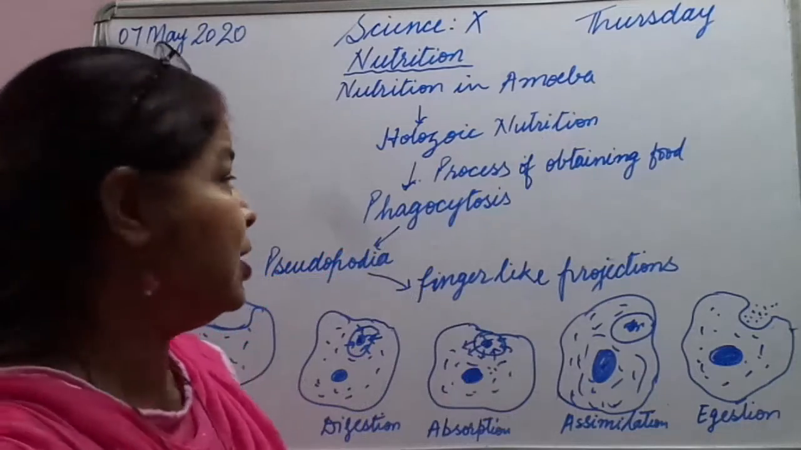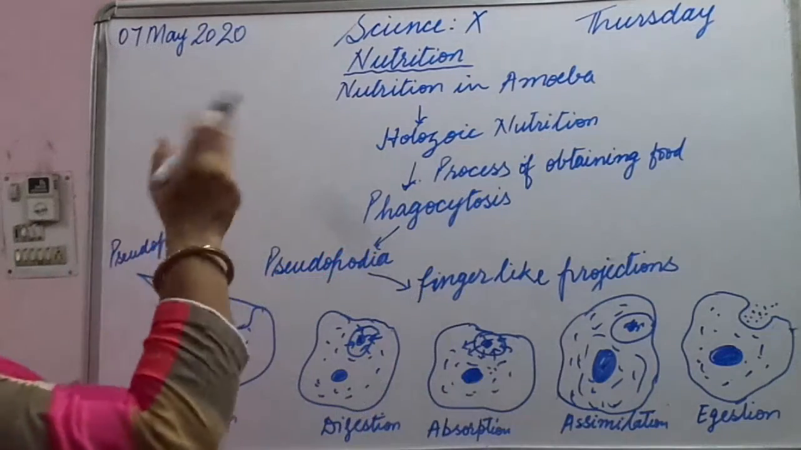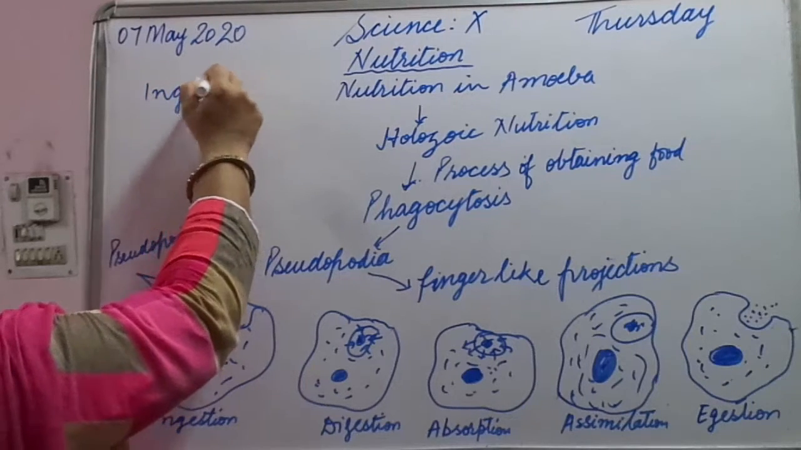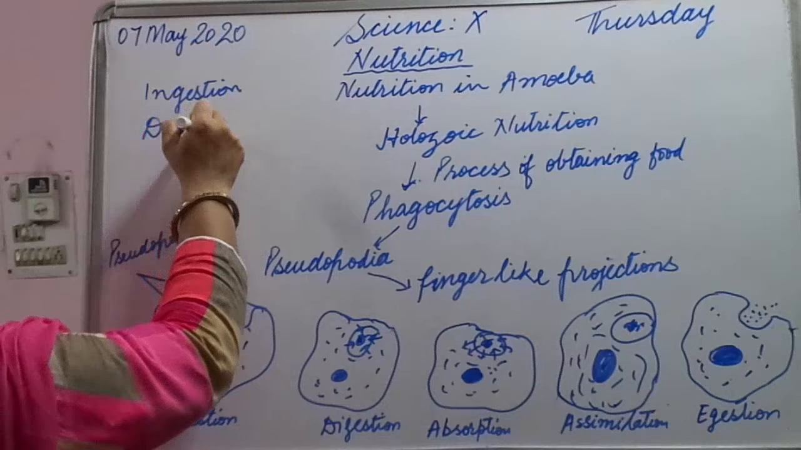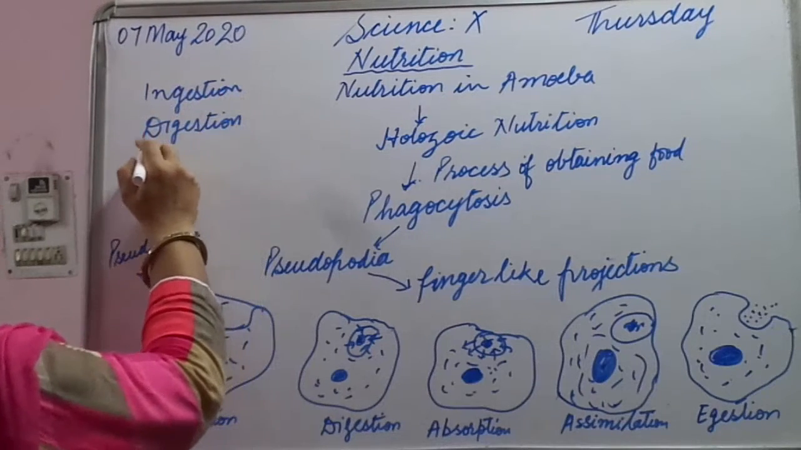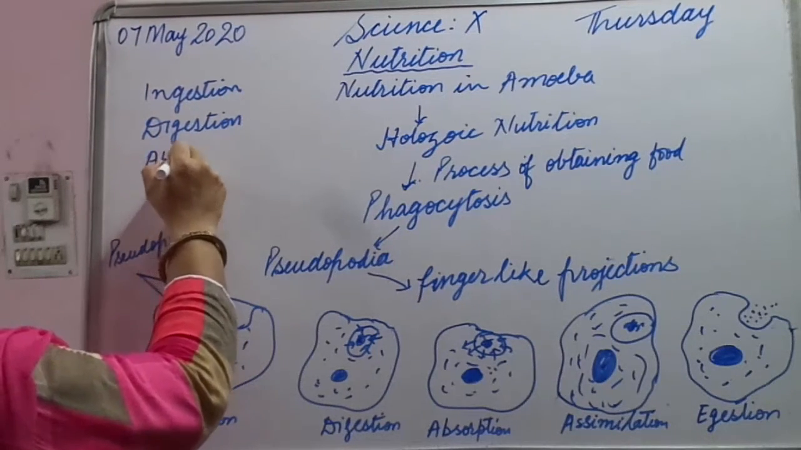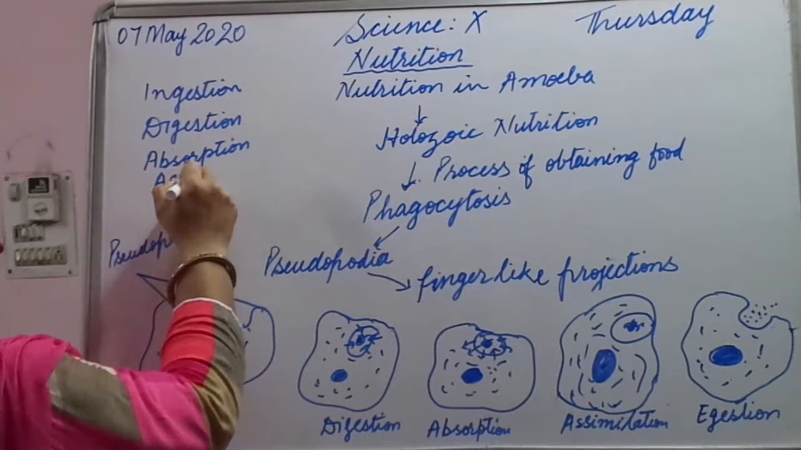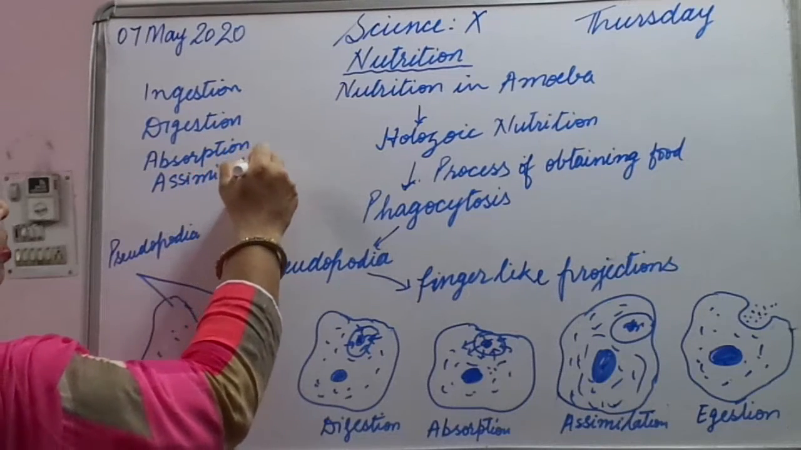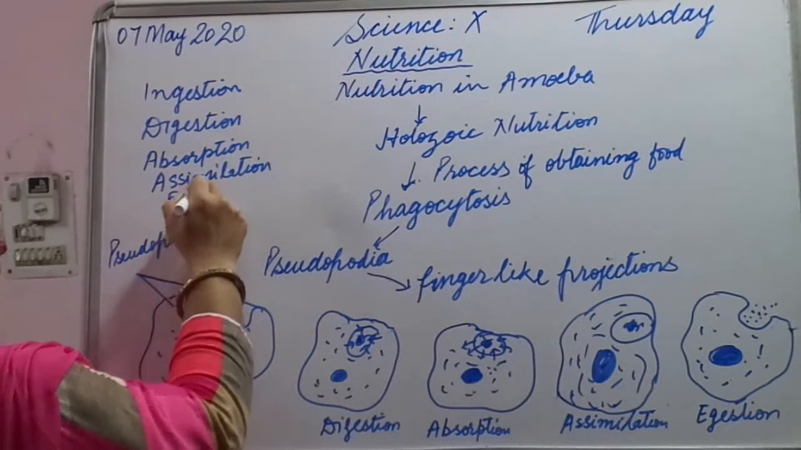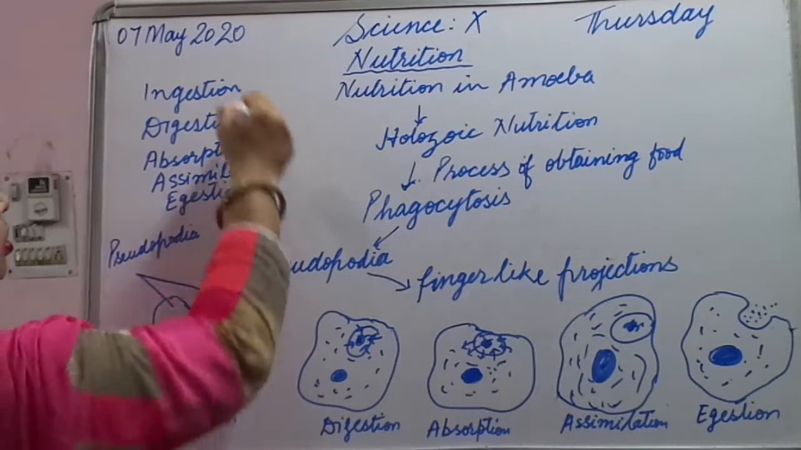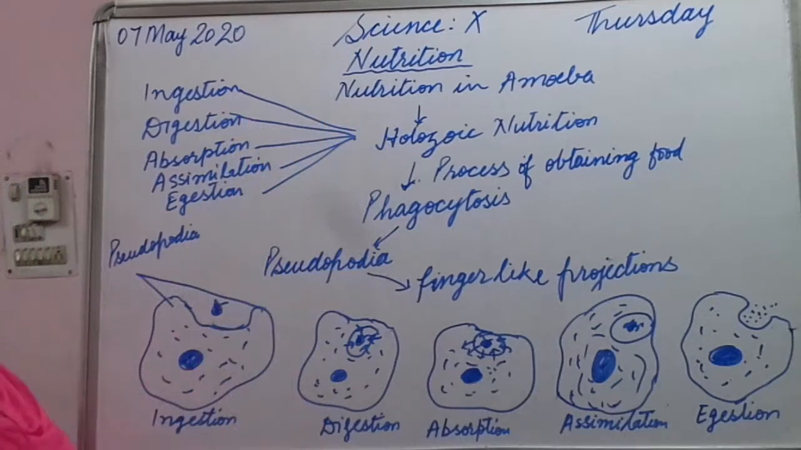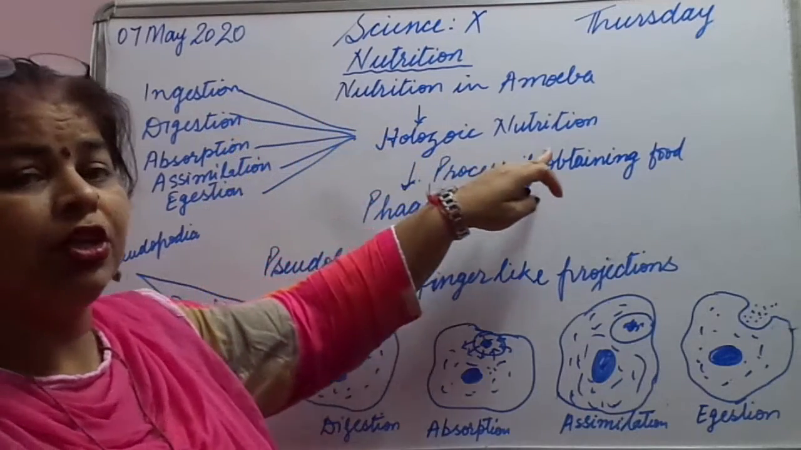Holozoic mode of nutrition is the nutrition in which 5 steps are there: ingestion, then digestion, then absorption, assimilation, and egestion. These are the 5 ways or 5 steps of holozoic nutrition.